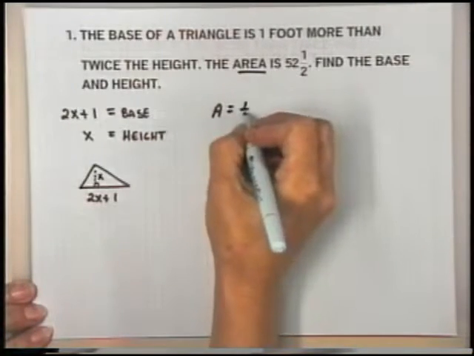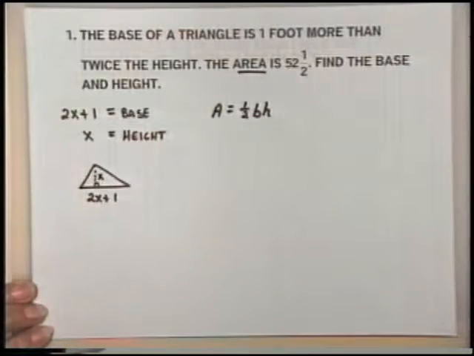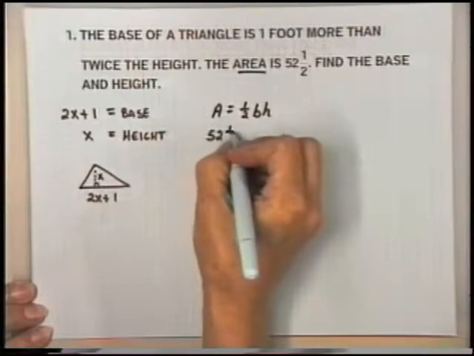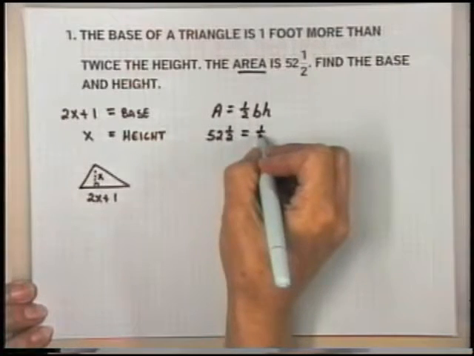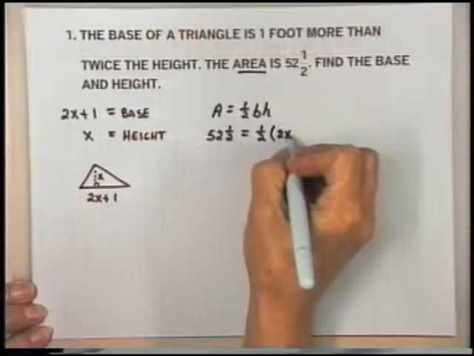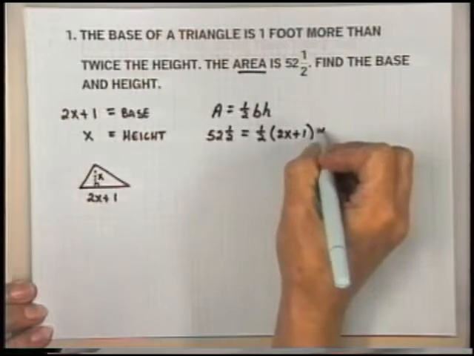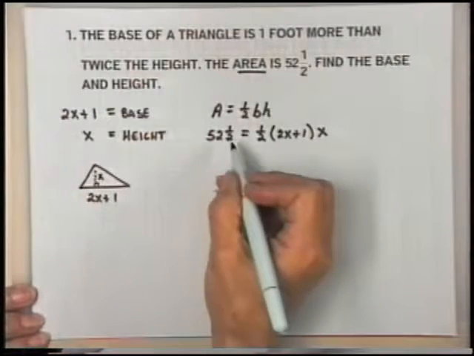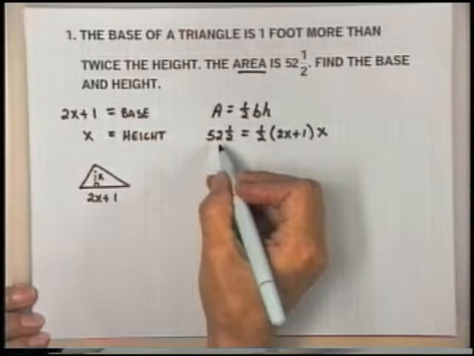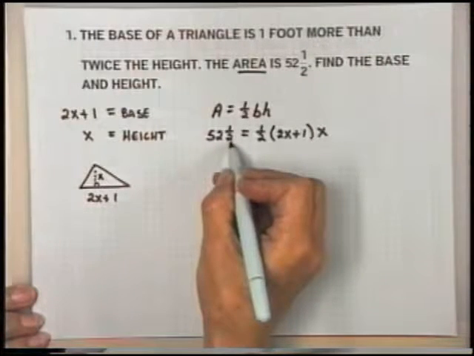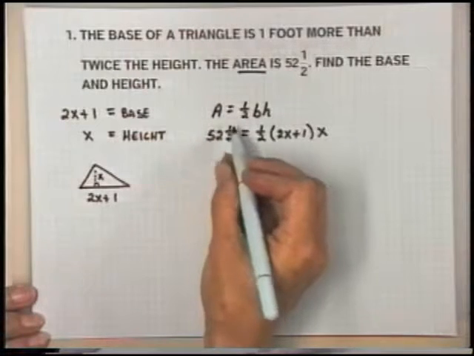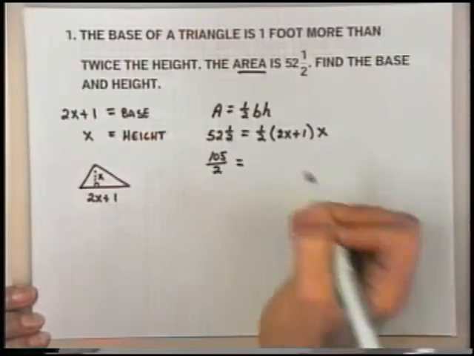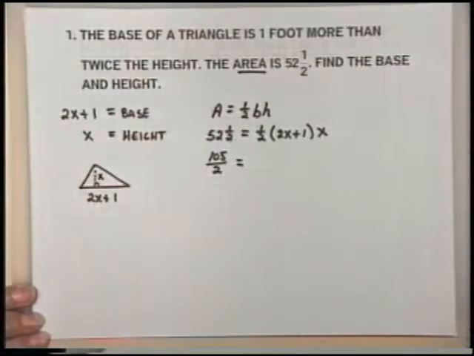Our problem concerns area. Our formula, area equals 1/2 base times height. Substituting into the formula, the area A is 52.5 equals 1/2. Our base is 2x plus 1 times height x. In solving this equation that we've written, we need to rewrite this mixed number as an improper fraction. Multiplying our denominator 2 times 52, we get 104, plus 1, we have 105 over 2 is equal.